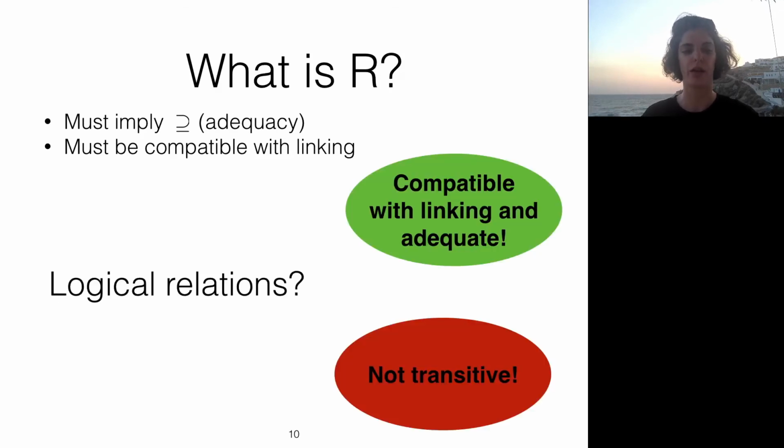Logical relations are a widely used proof technique that are used, among other things, to prove program equivalence and refinement. One of the strengths of logical relations is that they are both adequate and compatible with linking. Sadly, logical relations are not transitive.